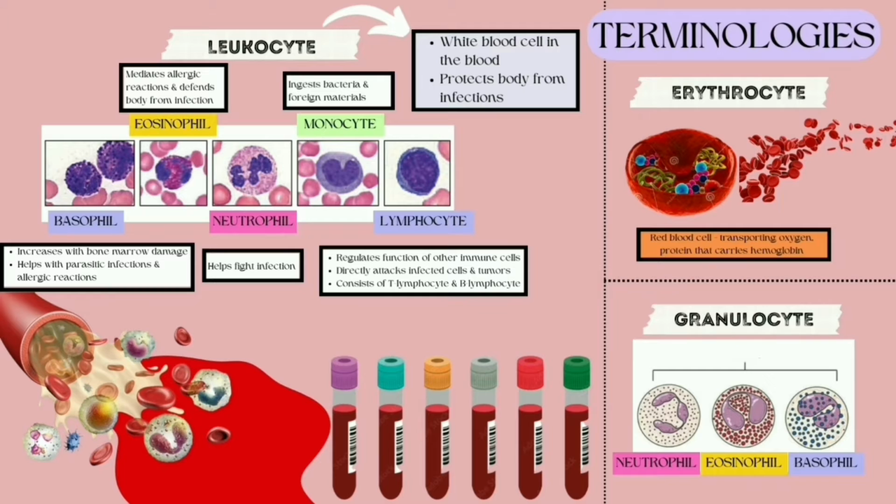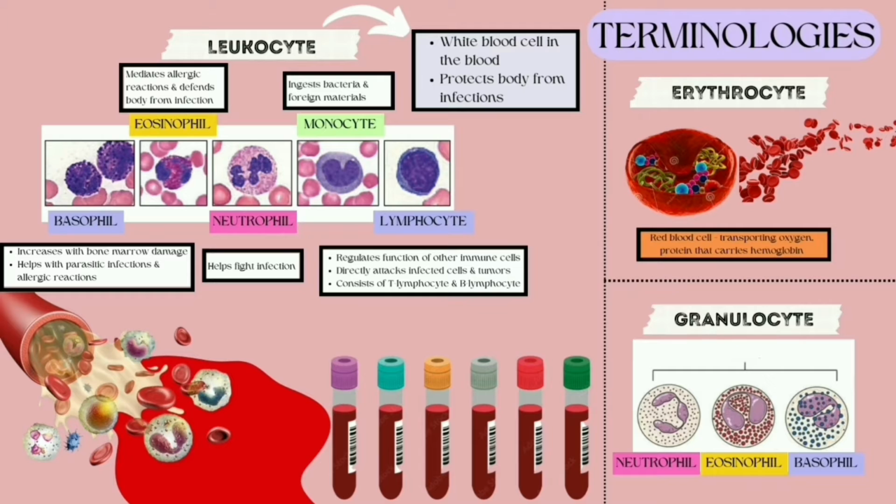The third white blood cell is called neutrophil, which is another type of white blood cell that has the highest number in the body. It helps to fight infection as well. And the fourth white blood cell is monocyte. It ingests bacteria and foreign particles. All the 4 white blood cells mentioned just now belong to the body's innate immune system. And the last type of white blood cell is lymphocyte, which is the body's only white blood cell that is part of the body's adaptive immune system. Lymphocyte consists of T lymphocyte and B lymphocyte. The T cells regulate the function of other immune cells and directly attack infected cells and tumors, whereas the B cells produce antibodies. Besides white blood cell, there's also red blood cell, which is called erythrocyte.